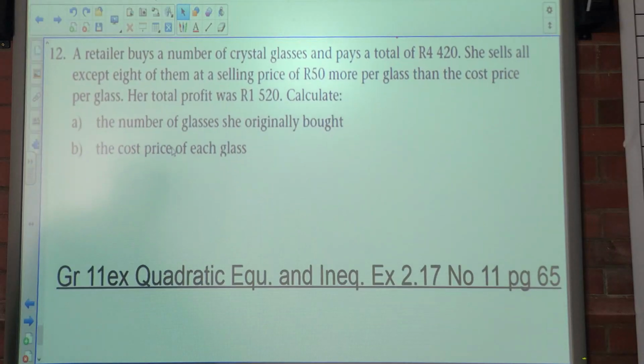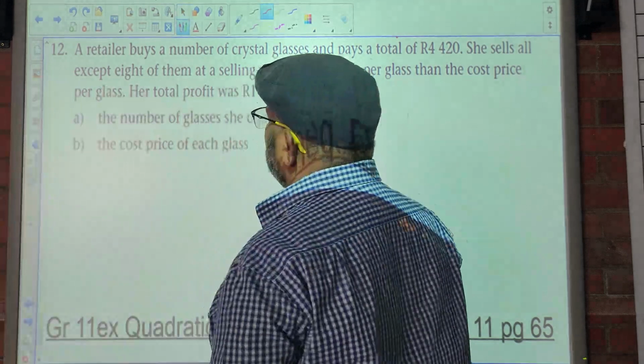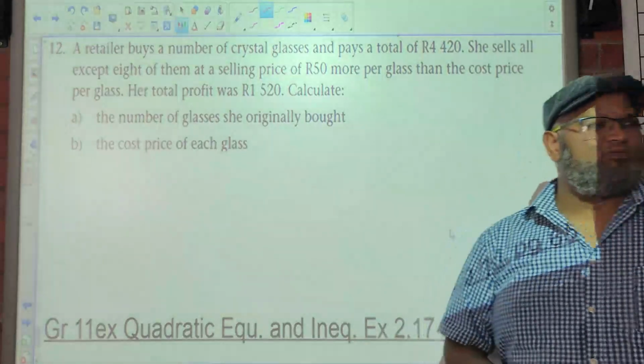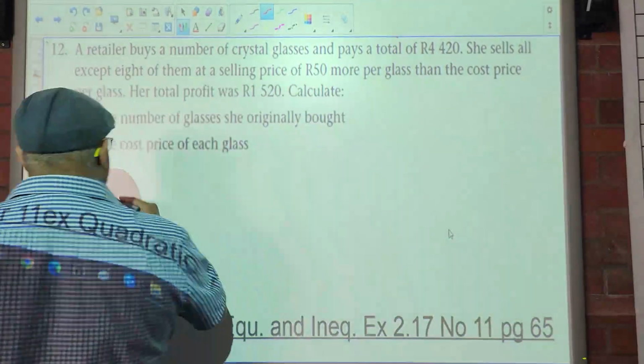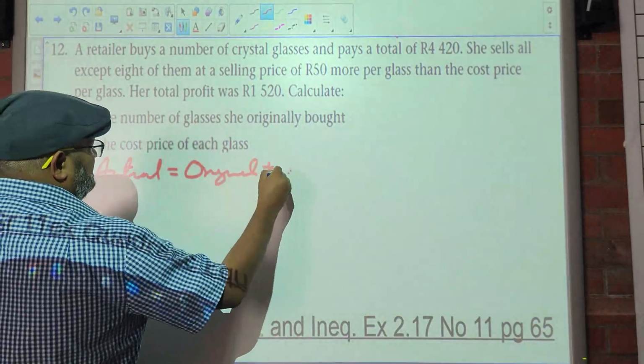Number 12. A retailer buys a number of crystal glasses and pays a total of 4,420 rand. She sells all except 8 of them at a selling price of 150 rand per glass more than the cost price per glass. The total profit was 1,520 rand. Calculate the number of glasses she originally bought. So this is again that case of actual equals original plus or minus the difference.